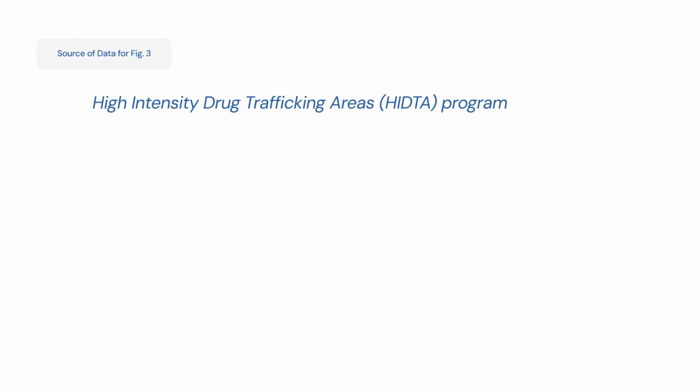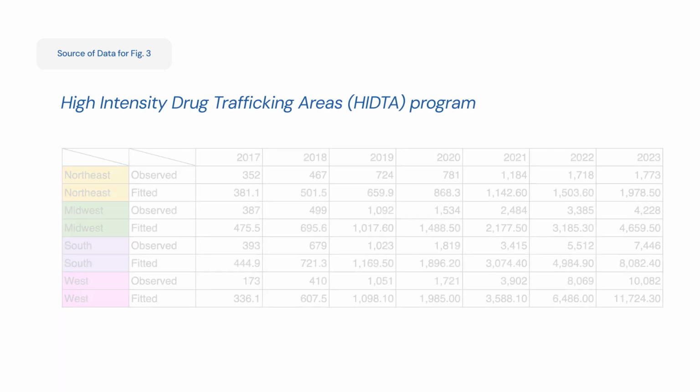The data used for Figure 3 were obtained from the High Intensity Drug Trafficking Areas (HIDTA) program, which collects information on drug seizures made by participating law enforcement agencies. HIDTA data include the drug type, date, location, and form of the drug seized. Here is the dataset we obtained.